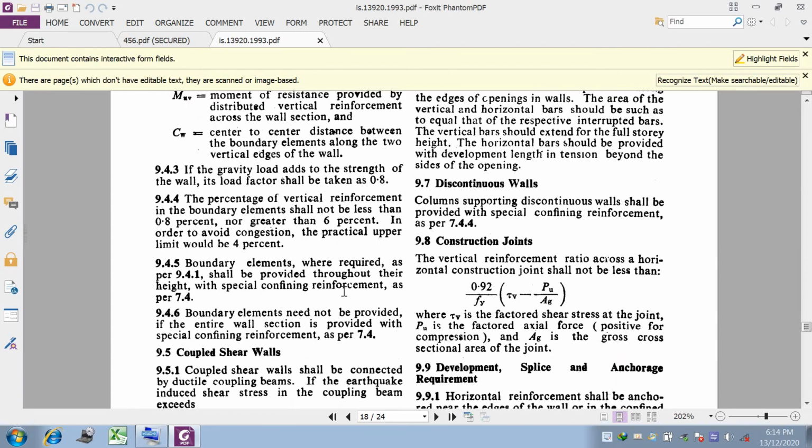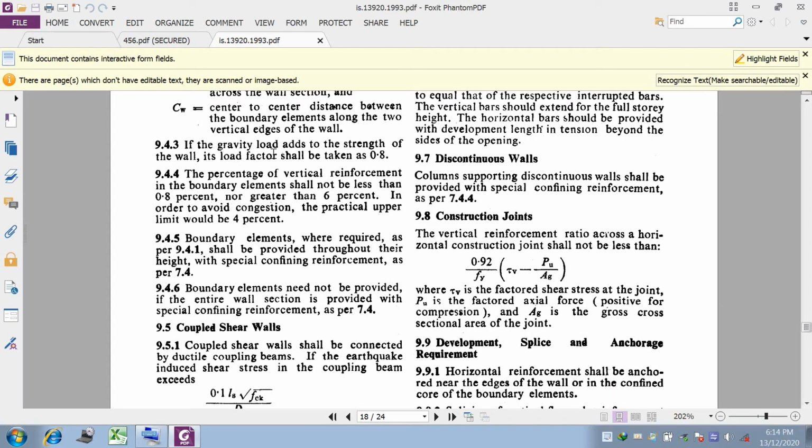Okay, so these are the provisions which are applicable for the boundary wall. Next, if the gravity load adds to the strength of the wall, then the load factor can be taken as 0.8, and the percentage of vertical reinforcement in the boundary element shall not be less than 0.8% or greater than 6%. So this is similar to the design of a column.